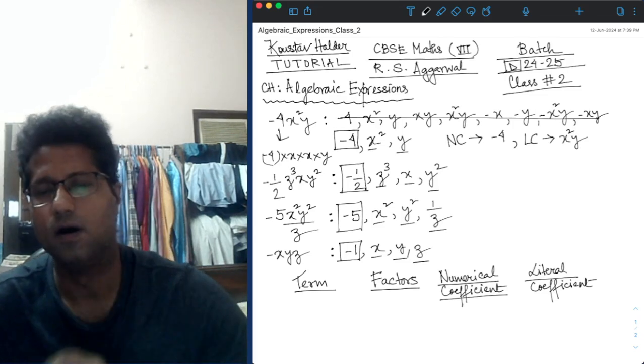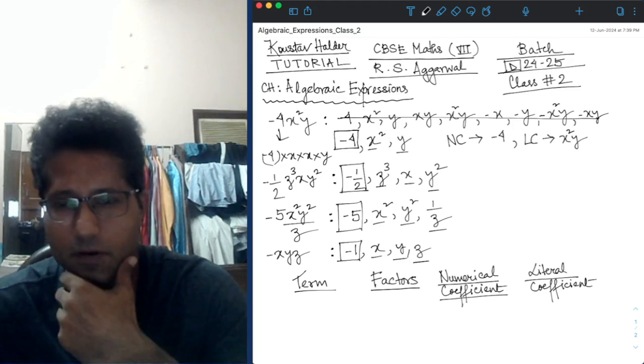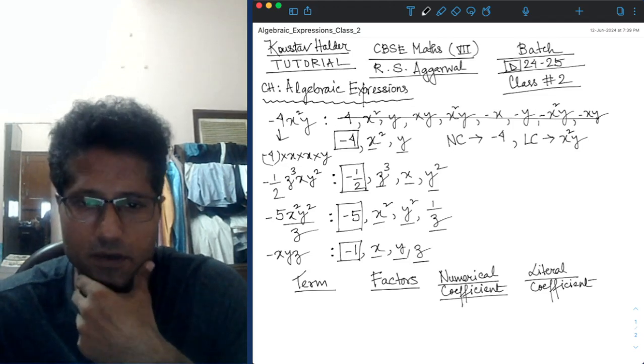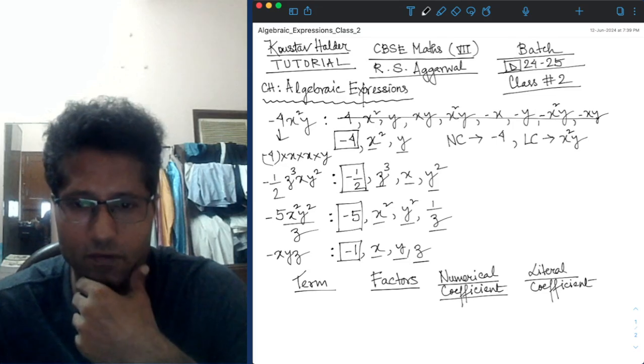So if you ignore minus 4 from the term, the remaining part is x square y. So the literal coefficient of the first term is x square y.